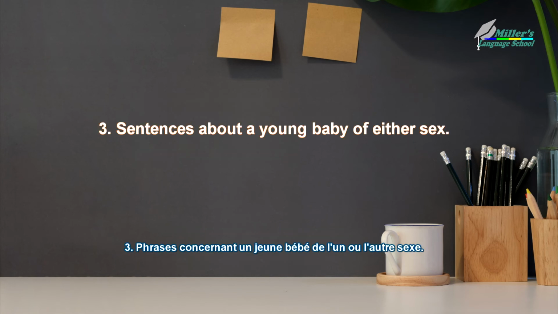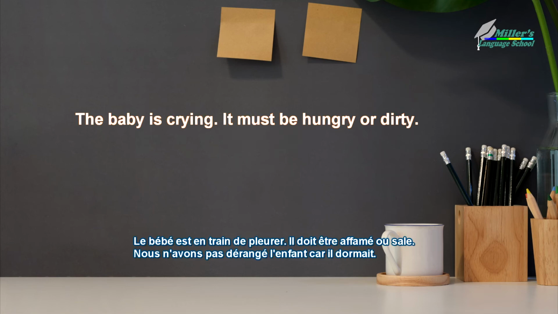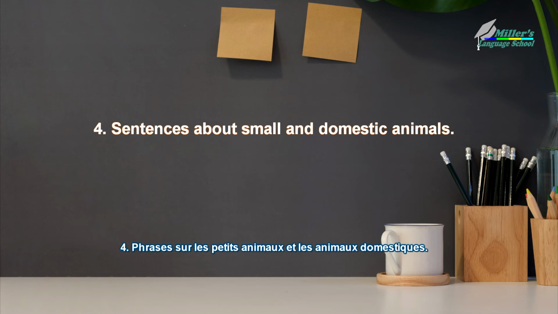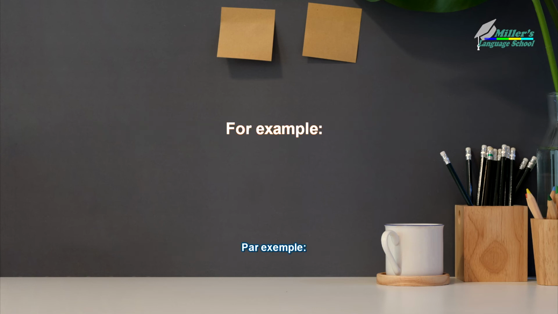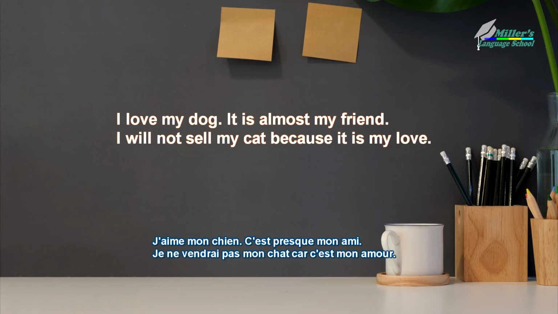3. Sentences about a young baby of either sex. For example, the baby is crying. It must be hungry or dirty. We did not disturb the child because it was sleeping. 4. Sentences about small and domestic animals. For example, I love my dog. It is almost my friend. I will not sell my cat because it is my love.